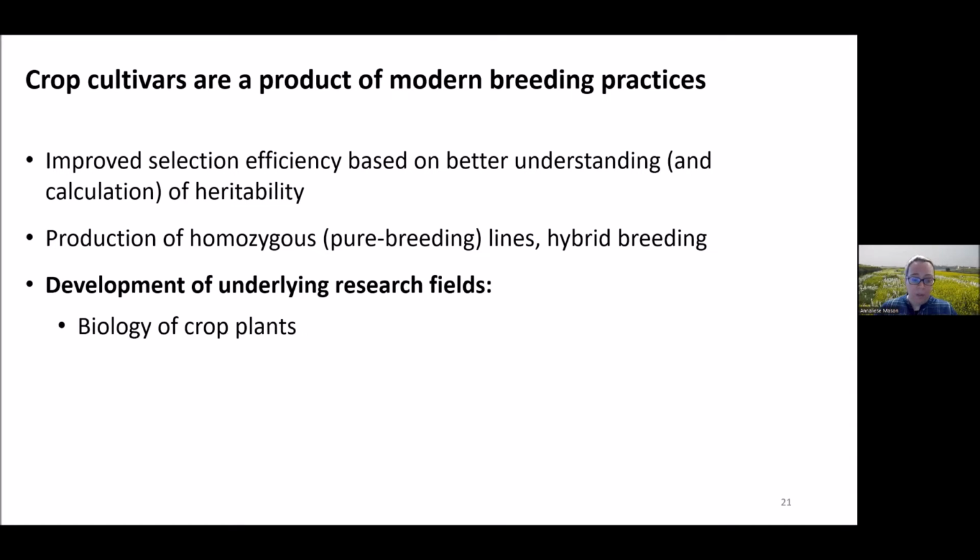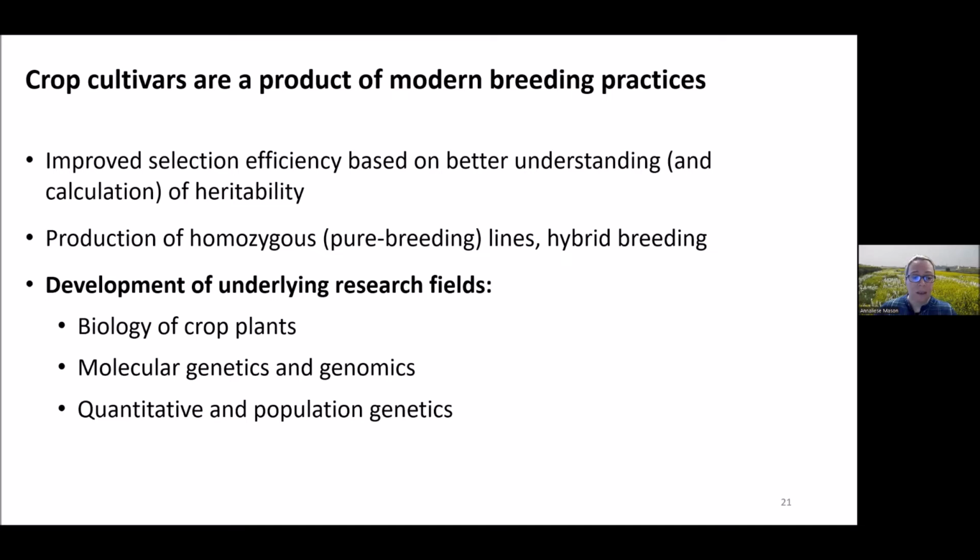But what I'd like to focus on for the remainder of the talk is also the development of underlying research fields. So I'd like to just give an overview of how our better understanding of the biology of crop plants, molecular genetics and genomics, quantitative and population genetics, and biotechnology have led to advances in plant breeding. And specifically, I just want to explain what these things are. So I just want to give a very brief overview of these different fields of research and how they potentially impact also on the improvement of crop genetics.